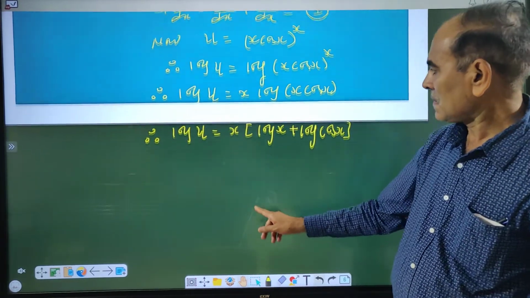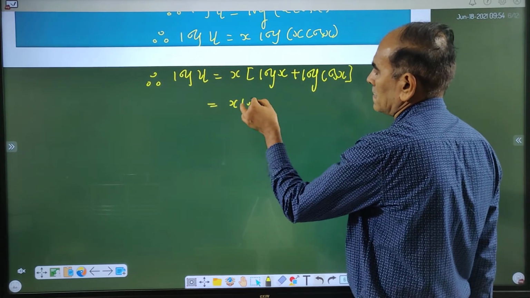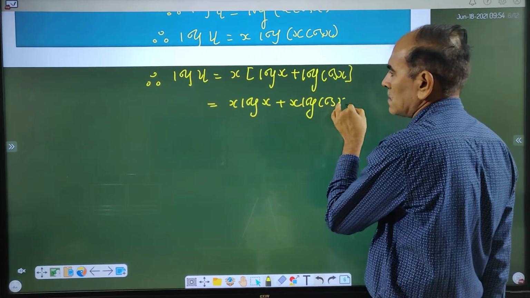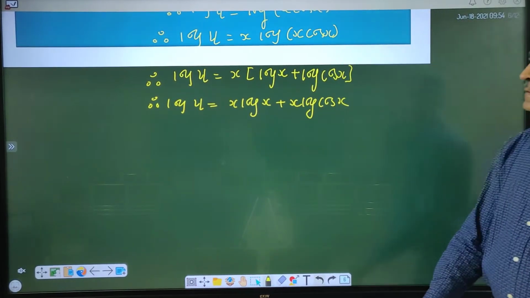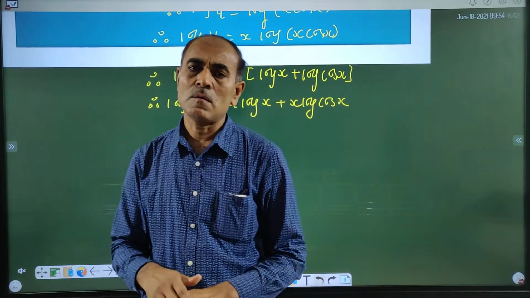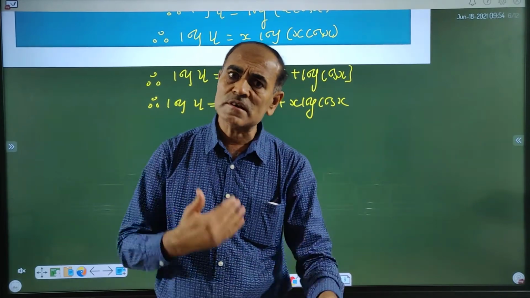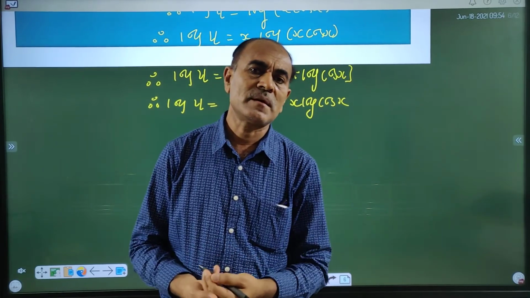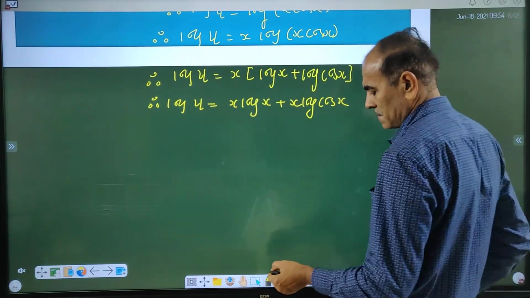Yes or no? Yes. So that is equal to x log x plus x log cos x. And that is our log u. See, when you are taking log on both sides, then apply all the rules of logarithmic function to get the most simplified step. If you get the most simplified step, then it is very easy to differentiate.